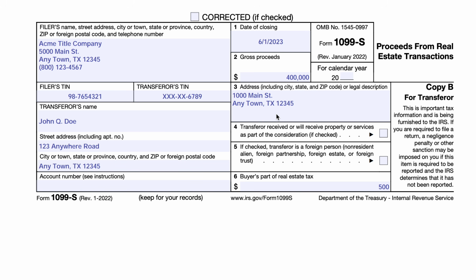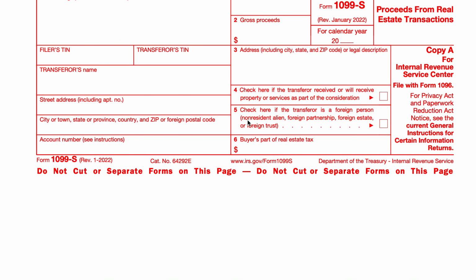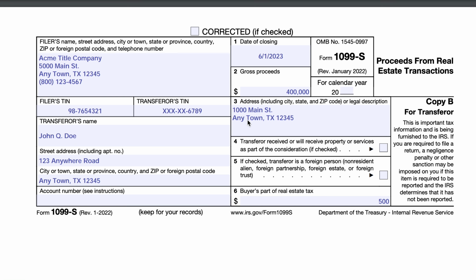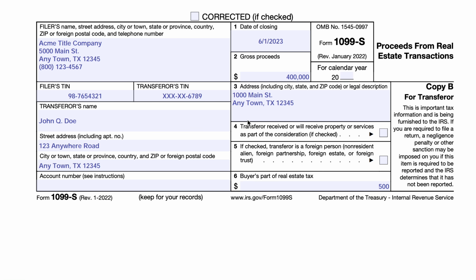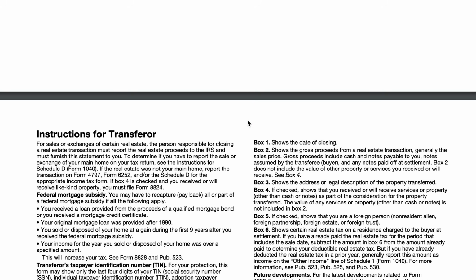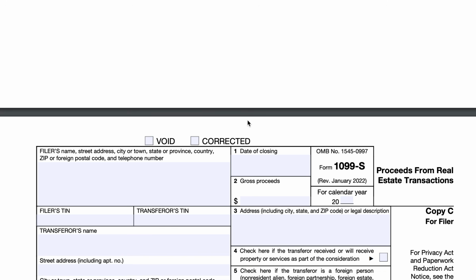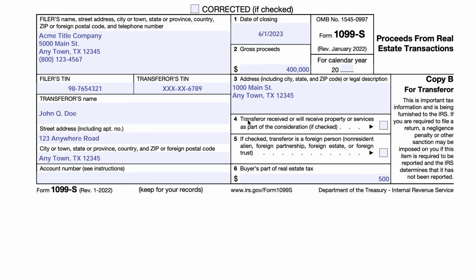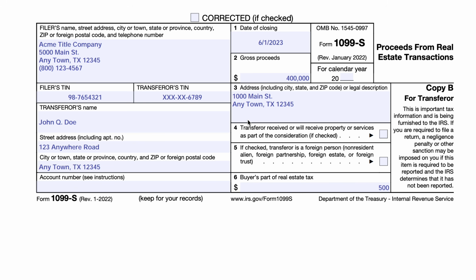So it is important to note that there are 3 copies to this form. As with all 1099s, copy A goes to the Internal Revenue Service. Copy B should go to you as the transferor or the homeowner. And then copy C is retained for tax purposes by the filer. So usually the filer would be the title company or whoever is mandated to record this transaction.